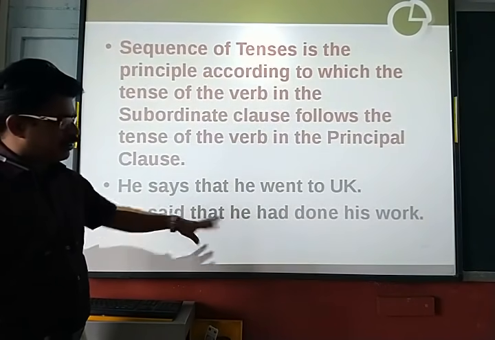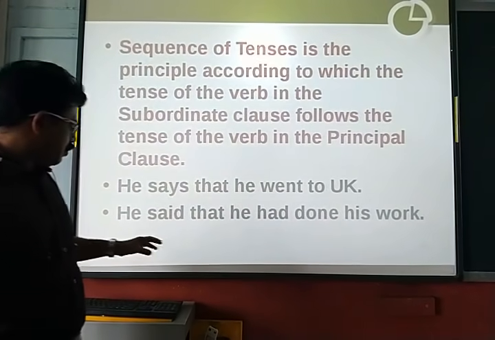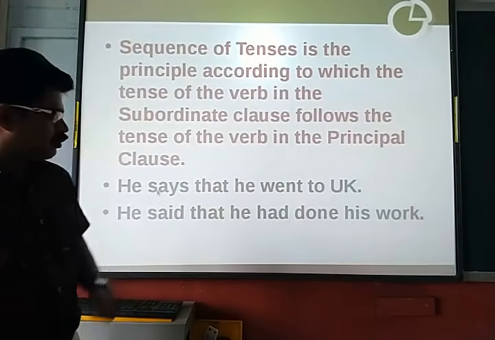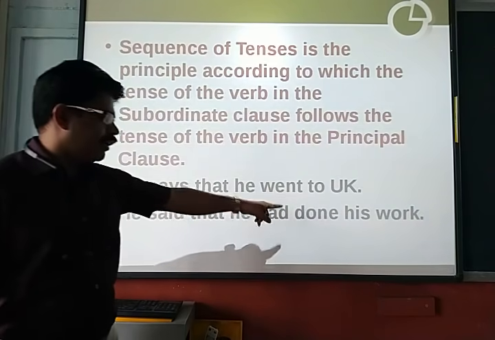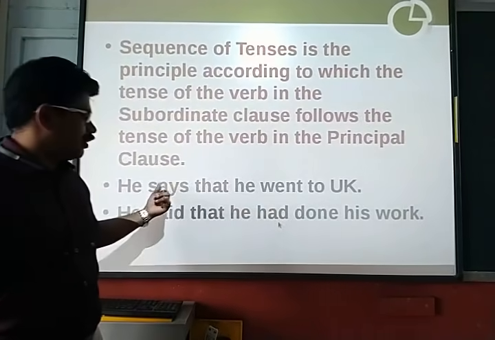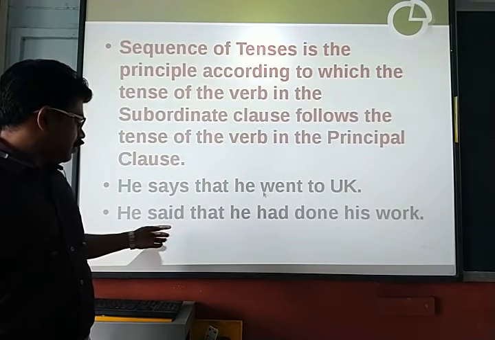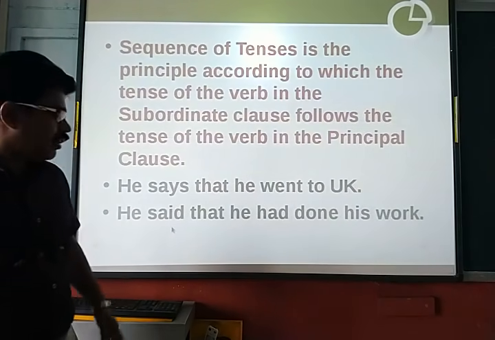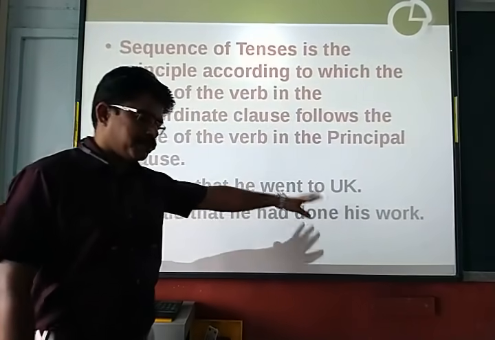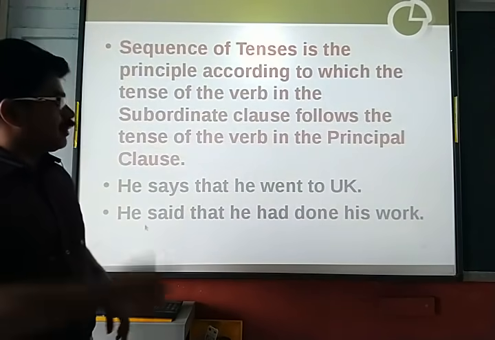Now this we will analyze with the next one. So he said that he had done his work. Now, he says he went to UK. Okay, that is one form. He said that he had done his work. Again we have used past tense here. Past perfect is given here. In the first, the principal clause is present tense, and here it is past tense. Now, if you recall direct and indirect speech, we said the same rule is applied here. He said is past tense, so naturally past perfect is used here. Similarly it is used here. Now let us see what is the next one.